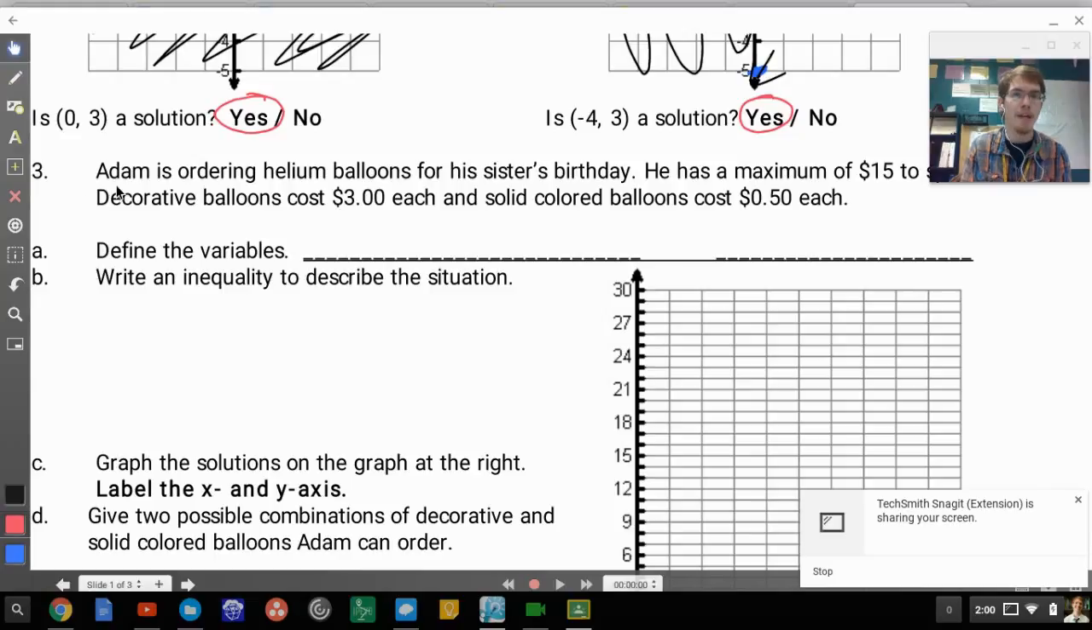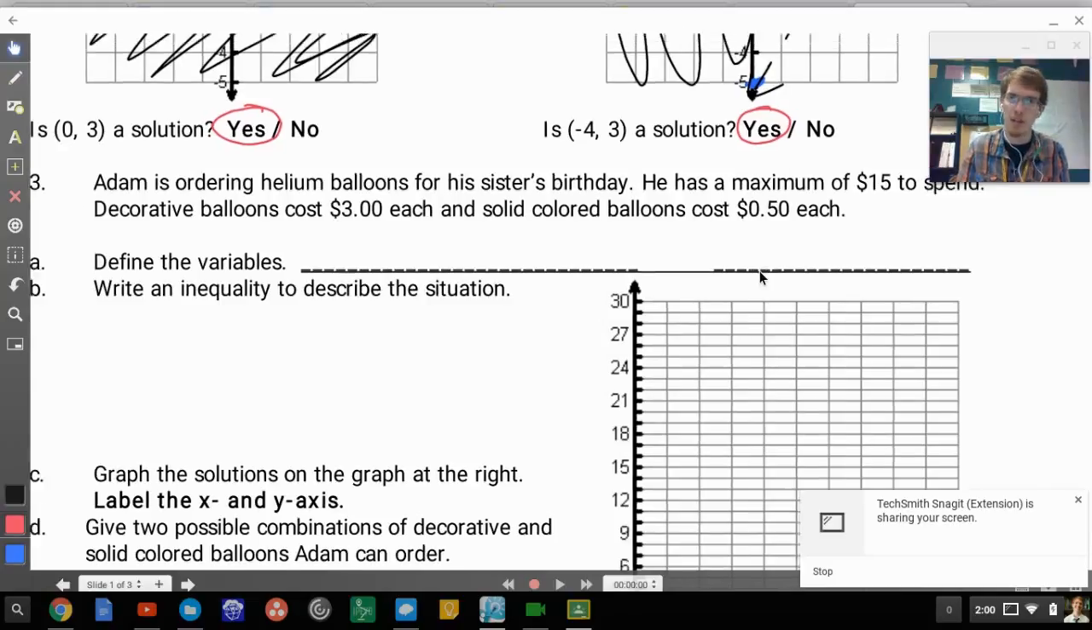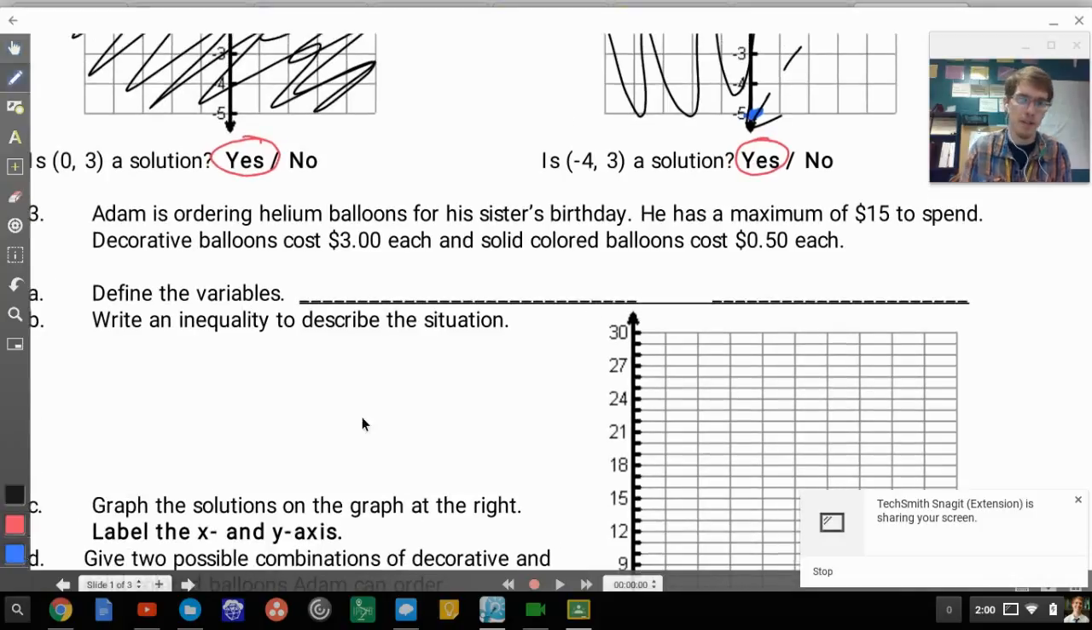Adam's ordering helium balloons for his sister's birthday. He has a maximum of $15 to spend. Now, the other day I pointed this out, maximum $15. That means if it's the highest you can go, you can't go above that, right? So if my maximum is here, I can't be up here. I have to stay below it. So that means I'm going to be less than or equal to 15.